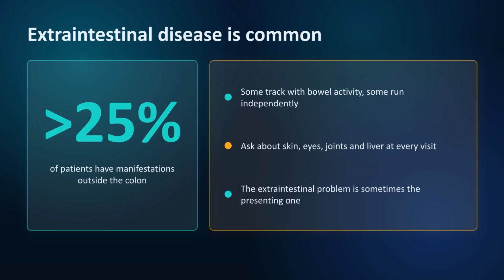Here is a number worth remembering. More than 25% of patients with ulcerative colitis have manifestations outside the colon. That is a large minority. Some of these track with bowel disease activity, flaring when the colitis flares and settling when it settles. Others run an entirely independent course and will not improve when you treat the gut. So you have to ask about skin, eyes, joints, and liver at every single visit. And be aware that sometimes the extraintestinal problem is what brings the patient in first, before the diarrhea is ever mentioned. Some appear years before the bowel disease ever declares itself.